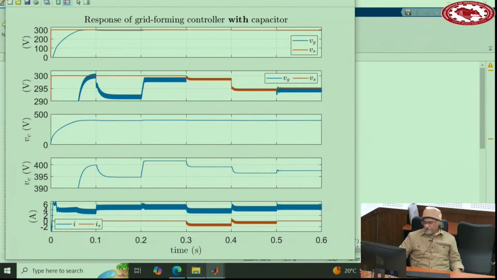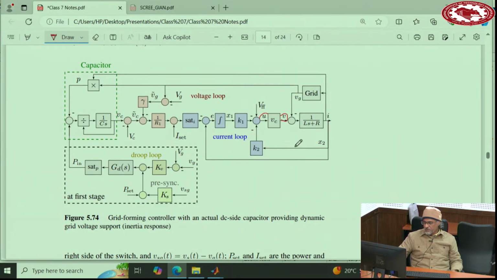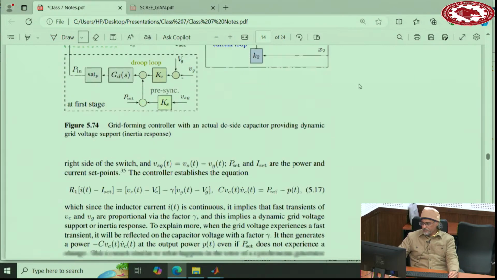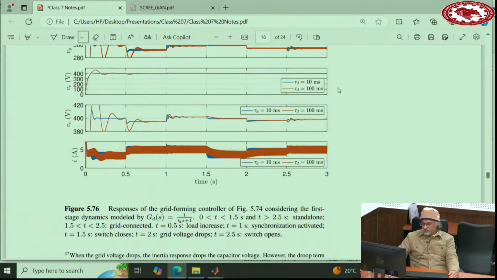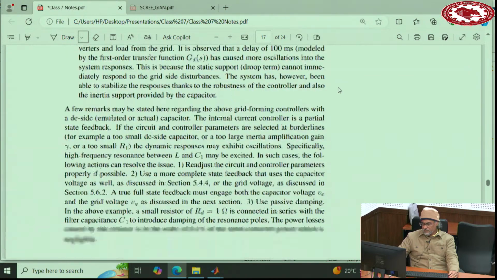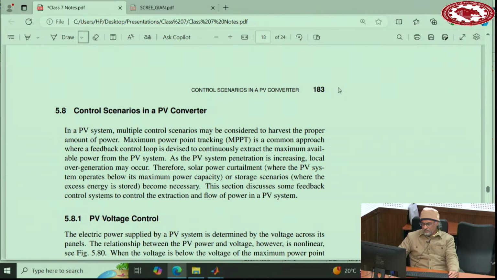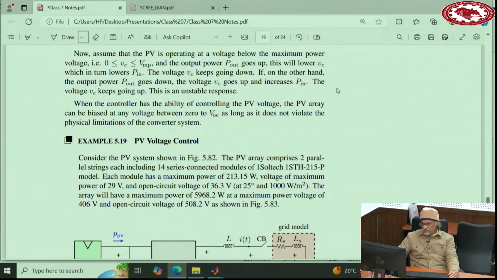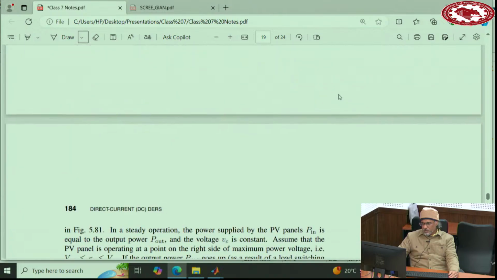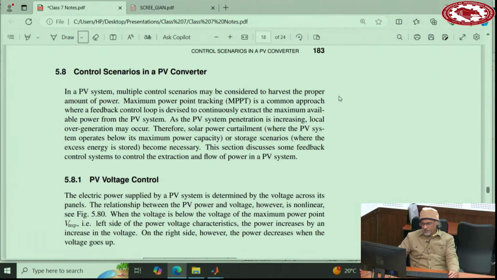Okay, so let's see how much is left from this chapter. Okay, so let's talk about this PV in the next class. We'll take about a 10 minutes break. Let's make the breaks a little shorter so I have more time. Okay, 10 minutes.